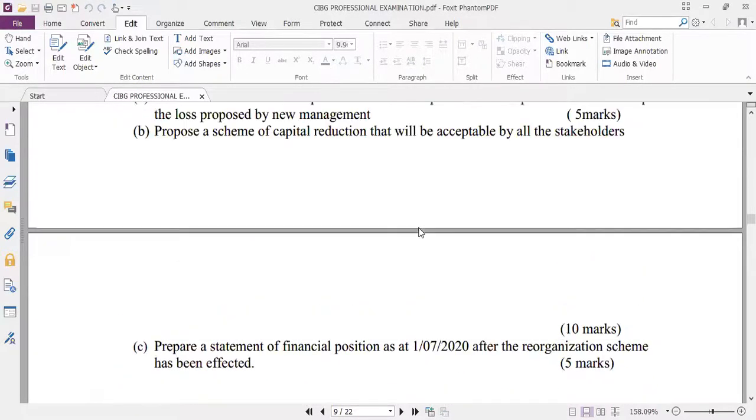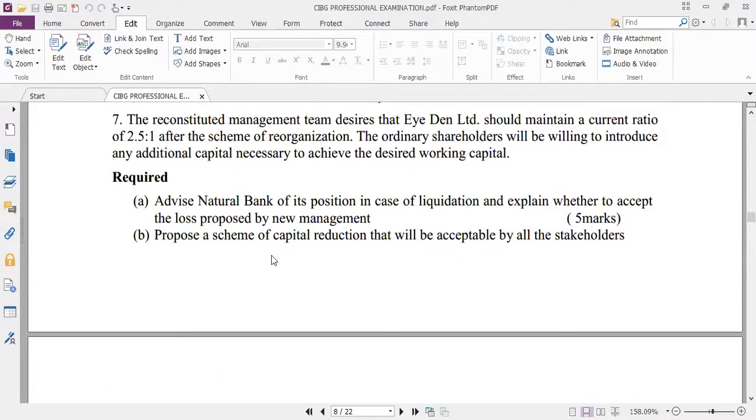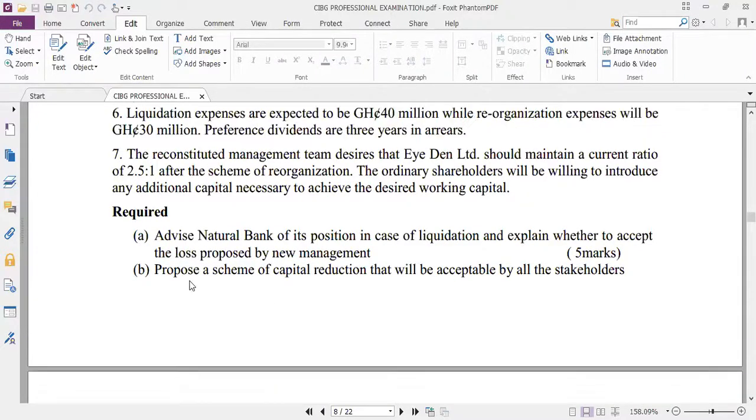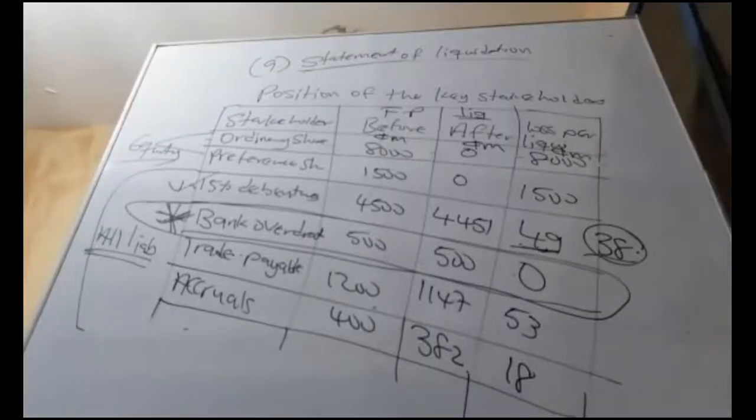So the B part is propose a scheme. Now there's a second question before this proposed scheme. There's a question that they will ask you. Please write it down. They will tell you: should the company liquidate or reorganize? That's the question. Should the company liquidate or reorganize?